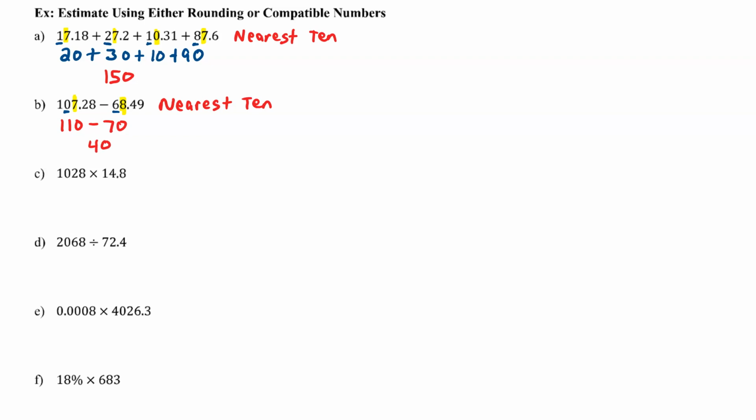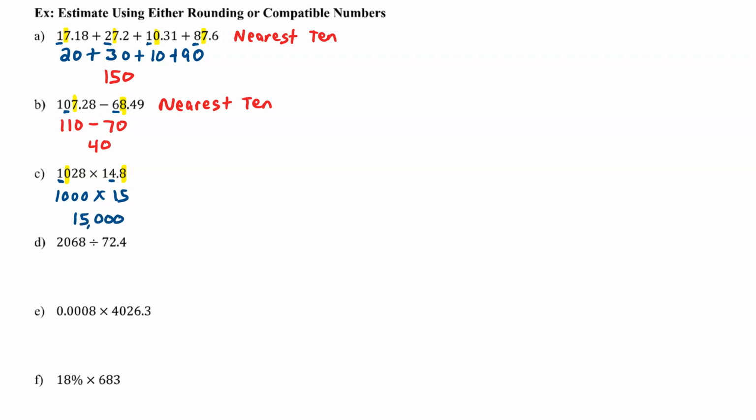Part C, we're going to round the first value to the nearest 1,000. So looking at what comes behind it, in the hundreds place is a 0, so that's going to stay at 1,000. And we're going to multiply it by, with our second number, we're going to round it to the nearest 1. So to the nearest 1's place, the digit to the right of that is 8, rounding that up to 15. And when we multiply, we're going to get 15,000.